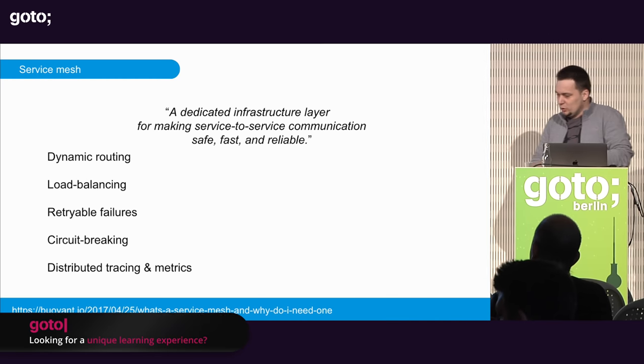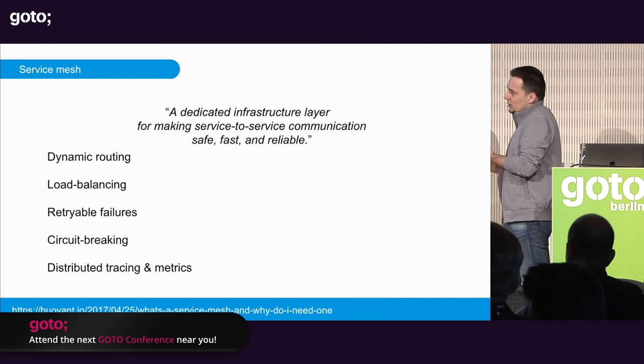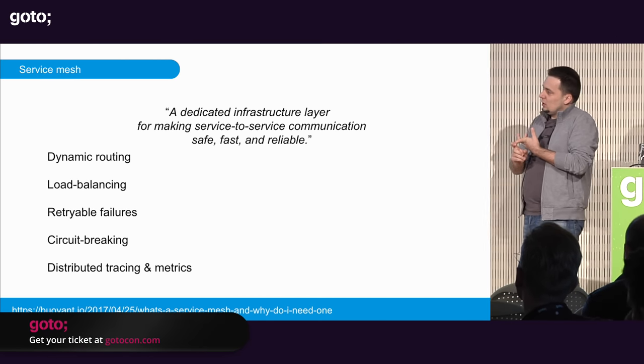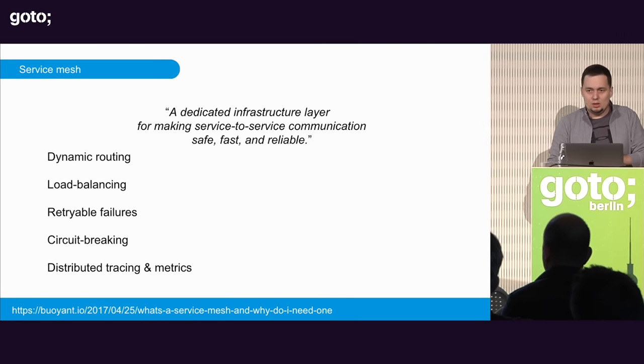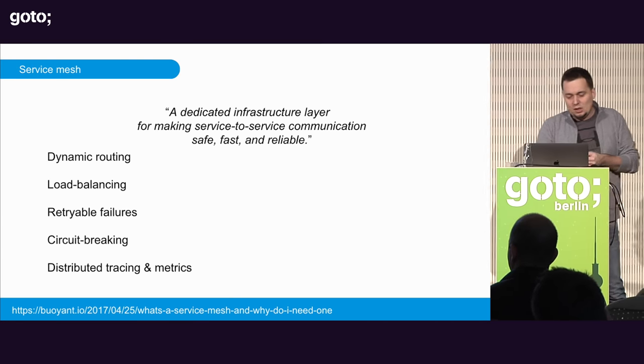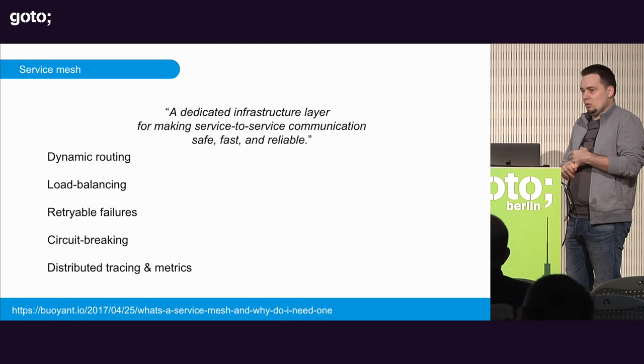So the core functionalities are dynamic routing, load balancing, retryable failures, circuit breaking, and distributed tracing and metrics. These are all the things that you need in a microservice architecture in the long run. None of these concepts are new, of course.